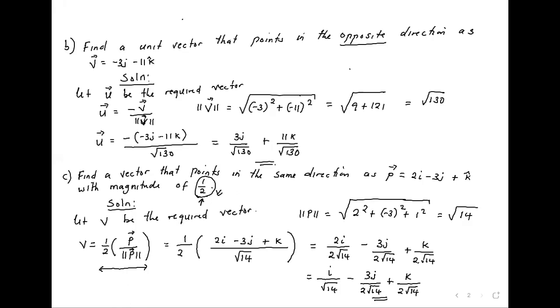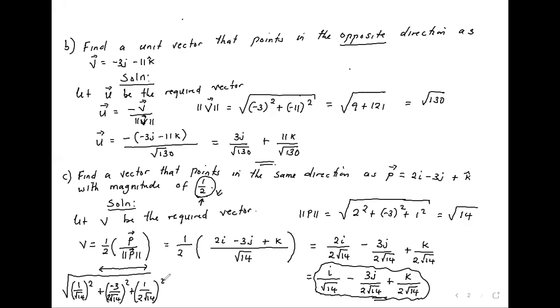If we want, we can check the magnitude of our answer. We see if the magnitude is 1. Let's check. So the magnitude is the square root of (1/√14) squared plus (-3/√14) squared plus (1/2√14) squared. So here there's a 2 inside, yeah? So what do we get? We get the square root of 1/14 plus 3 squared, 9 over 2 squared by 14. So 2 squared becomes 4, 4 by 14. And then plus 1/4 by 14.